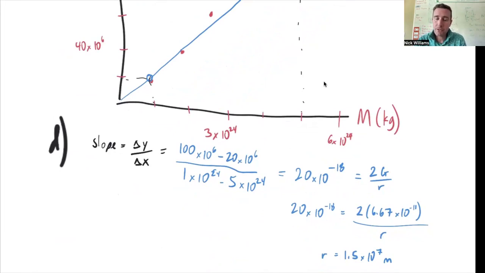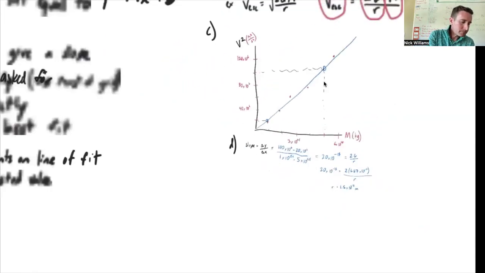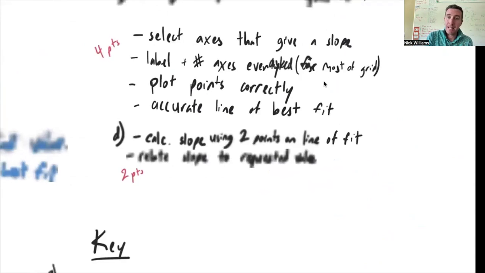Solve for the slope. So the slope is 20 times 10 to the minus 18th. And then relate that back to the radius of the planet. I recognize that the slope was equal to 2g over r, and then solving for r, it should be 1.5 times 10 to the 7 meters. So 15 million meters. Okay. That is your experimental design one.